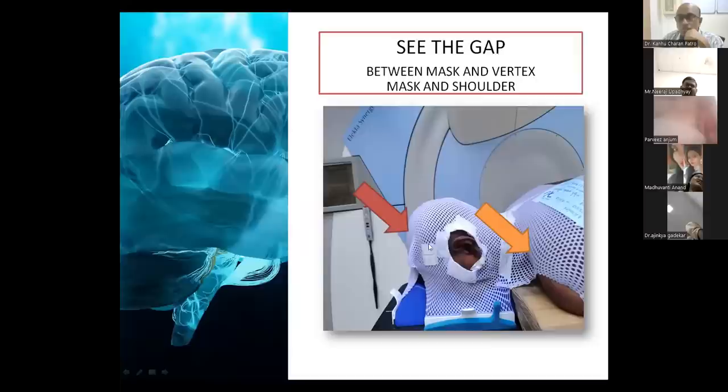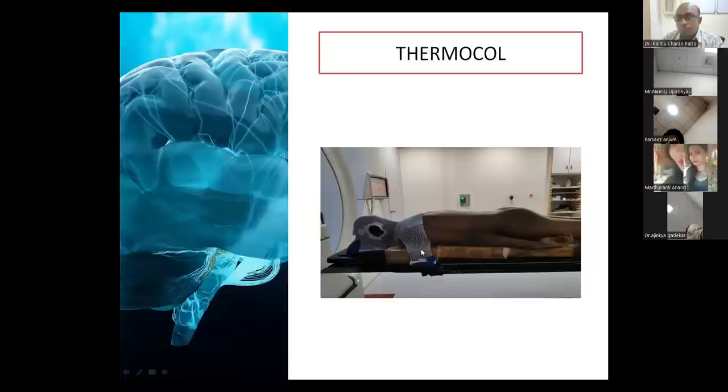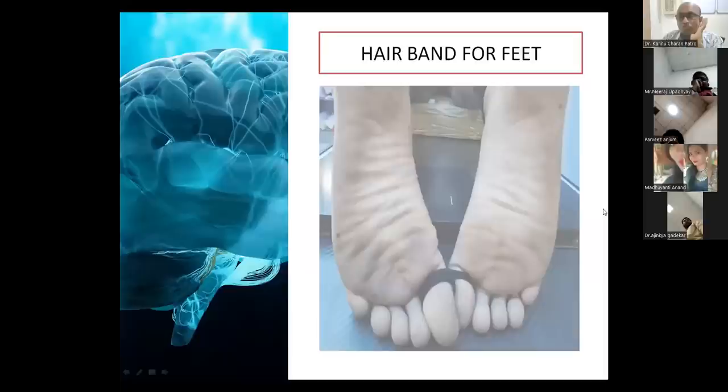There should not be any gap. Sometimes people use the thermocol wedge to align horizontally, but I usually use total thermocol to put the alignment properly. You see your laser point, that marker I showed before, along the tip of the spinous process from top to bottom; it should be aligned properly.